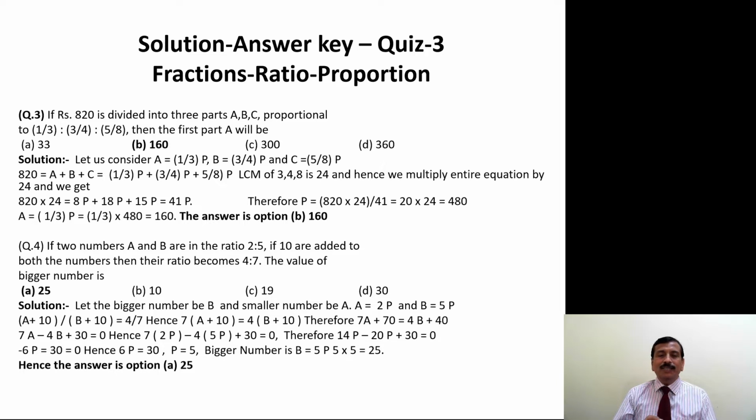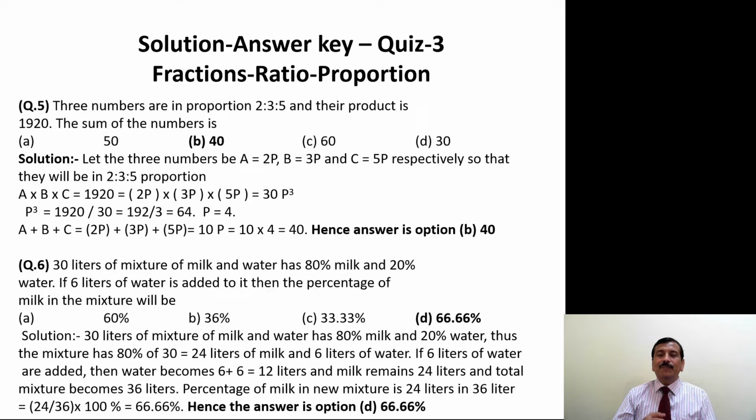We see the fourth example. If two numbers A and B are in the ratio 2 is to 5, if 10 are added to both the numbers, then the ratio becomes 4 is to 7. Let the bigger number be B and smaller number be A. A is equal to 2P and B is equal to 5P because we want to keep them in ratio 2 is to 5. A plus 10 upon B plus 10 is equal to 4 is to 7. So cross multiplication, simplify this and we get the answer A is 25.